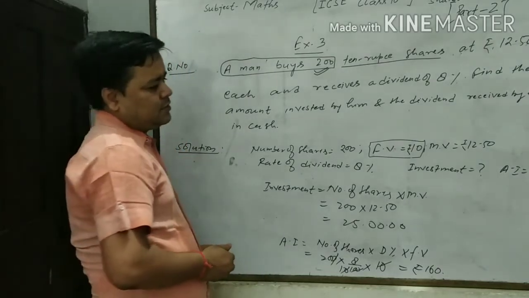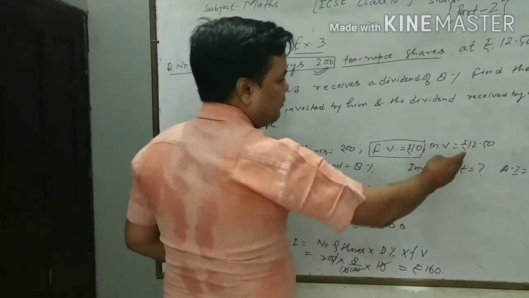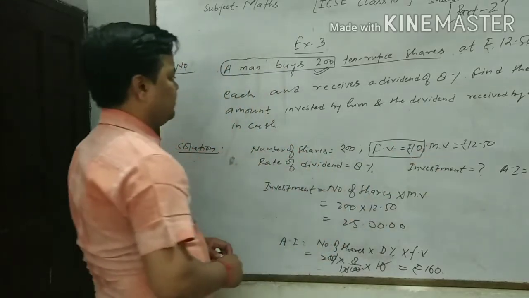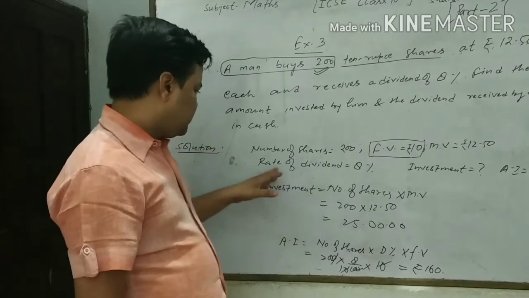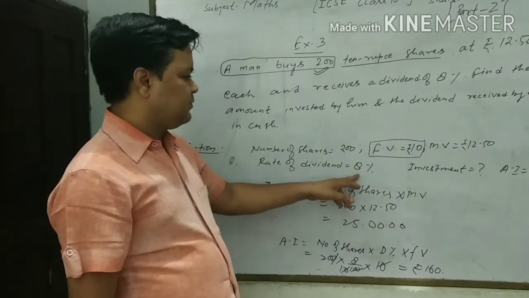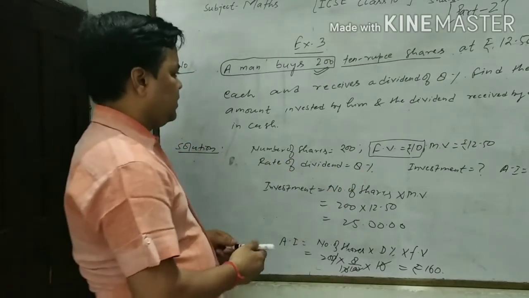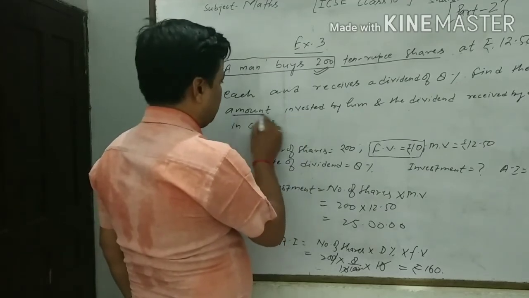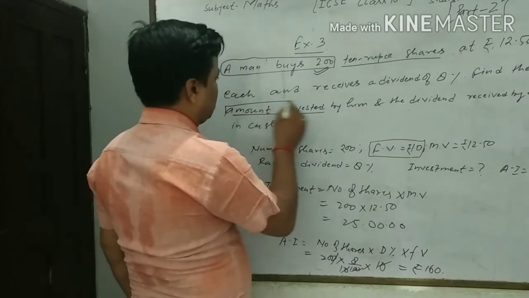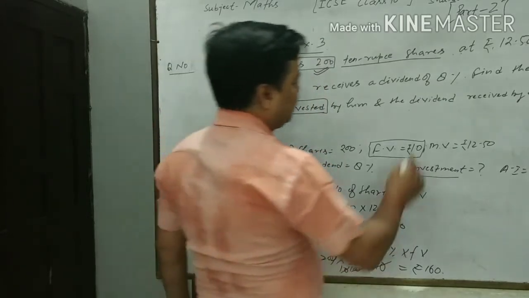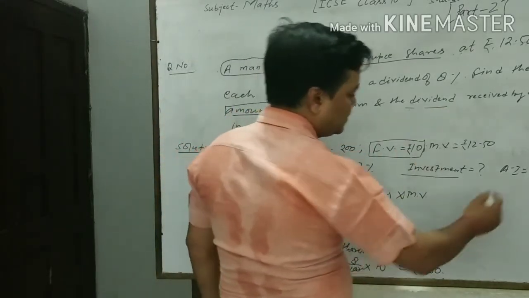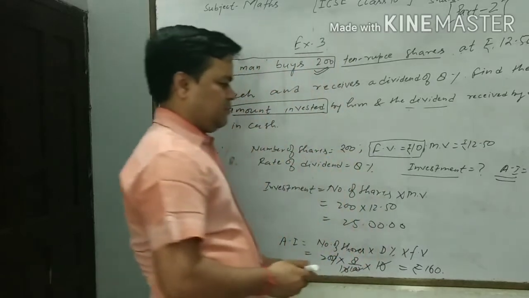Means the share is 12.50 rupees and receives a dividend of 8%. Means rate of dividend is equal to 8%. Then we have to find the amount invested. So here amount invested means what? Investment we have to find. And dividend we have to find means we have to find annual income.